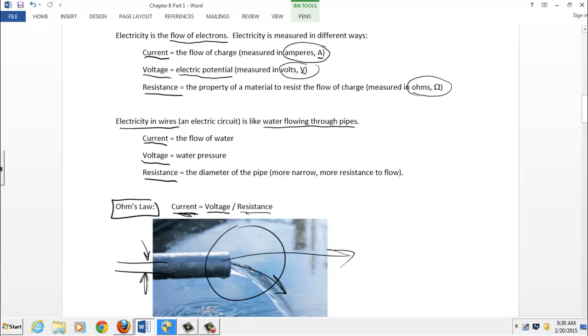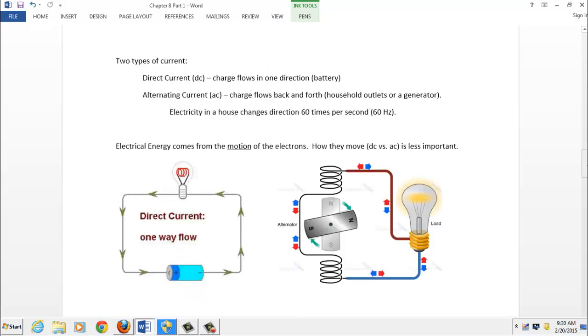And then in math, what we do is we divide by the resistance. So you can measure the current if you know the voltage and the resistance. And of course, you can do some algebra. So as long as you know any two of these values, you can calculate the third one. Okay, let's talk about electrical currents.